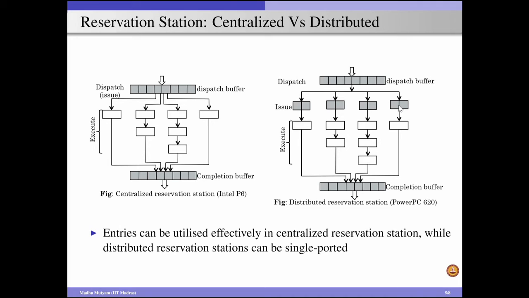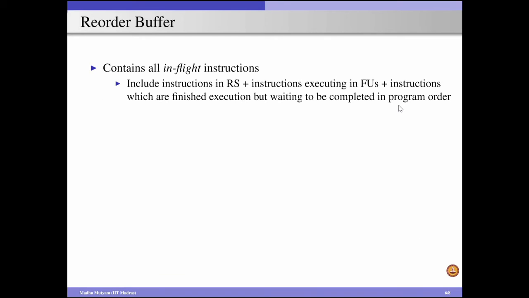So having discussed the reservation station, now we will move on to the reorder buffer. The reorder buffer is required whenever we are supporting out of order execution in our system. Before that, we will define what is an in-flight instruction. An instruction that is dispatched to the reservation station, an instruction that is in the functional units, or instructions which have finished their execution but not yet returned to the architectural registers, are called in-flight instructions.